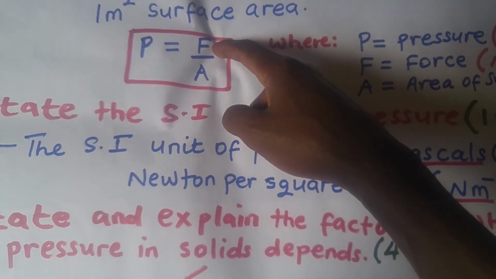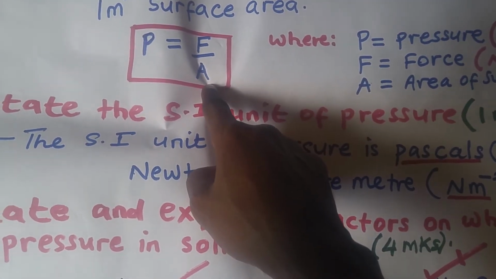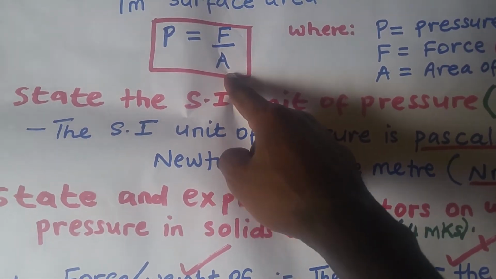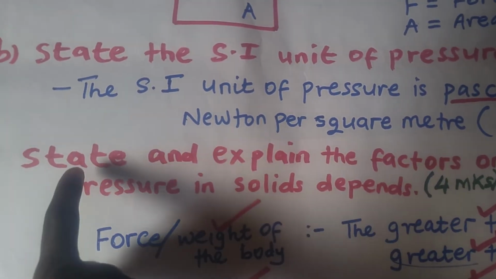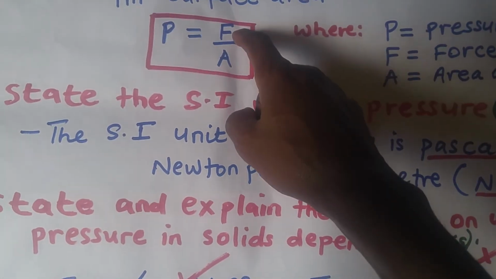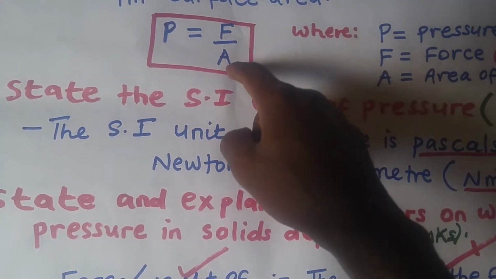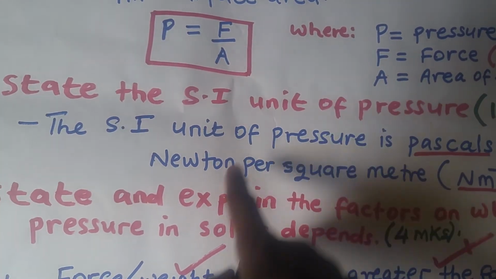How big is the force and how big is the area? Now very soon we are going to see. Now this question says state and explain. So if the question was saying state, you would just say force as 1 point, then surface area as the second point. But there is another word here.